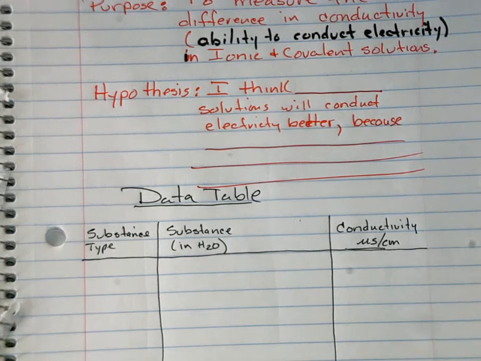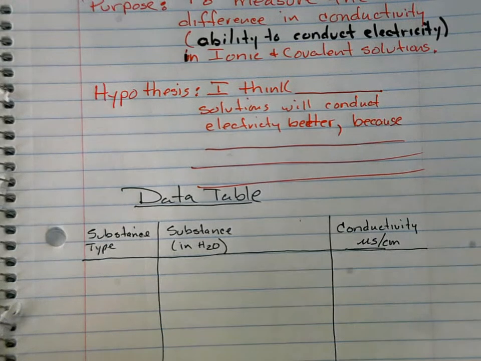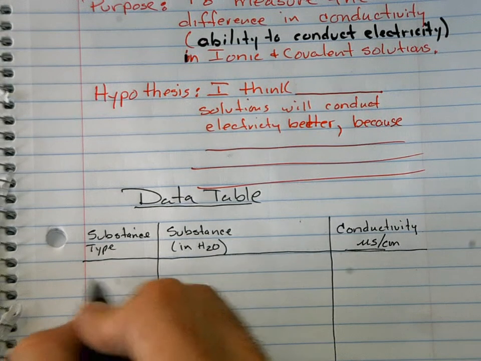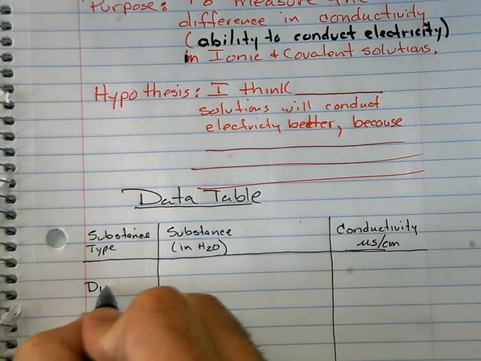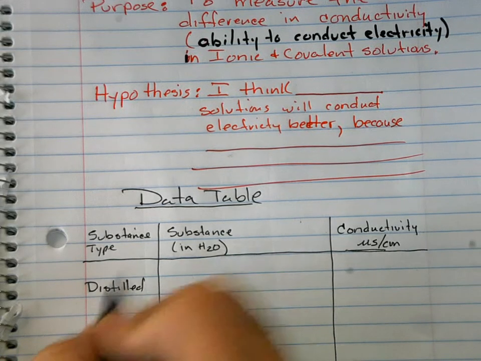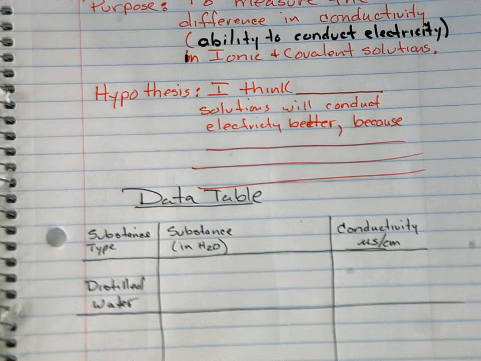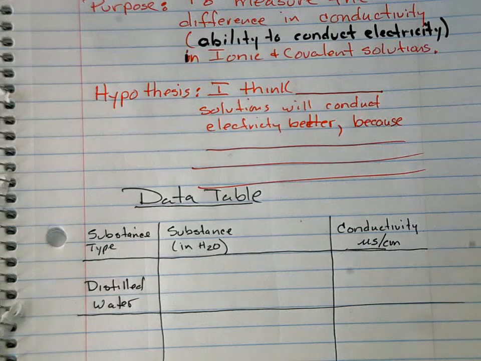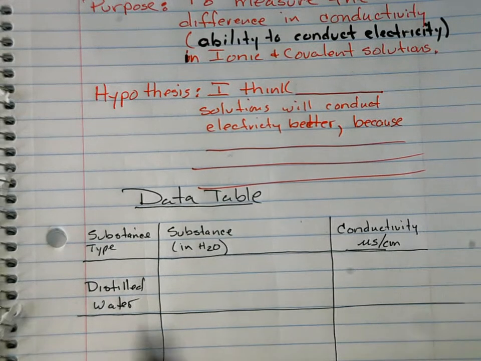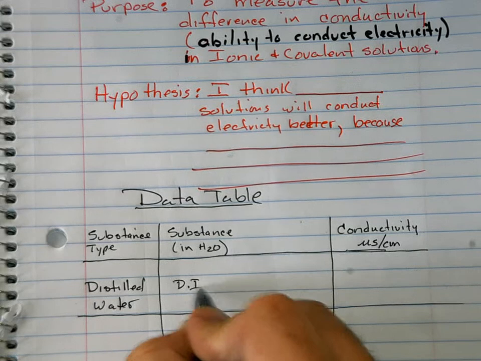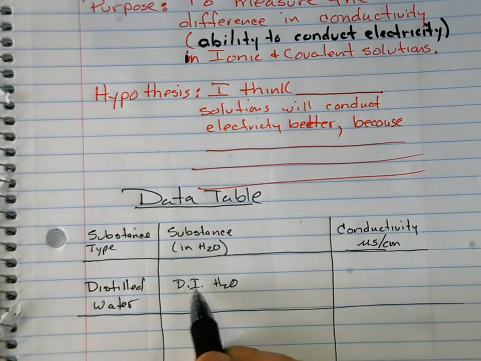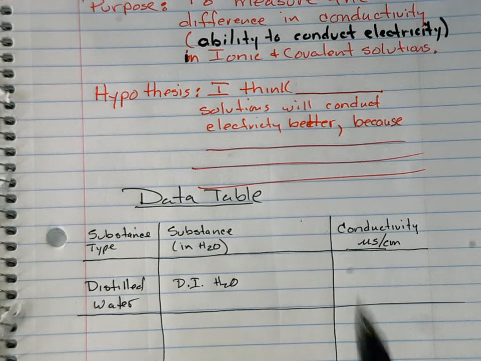Good. All right. So the first thing we've got to do is a kind of comparison. The first thing we're going to do is distilled water. So the first substance, distilled water. And we'll draw a line across here. Now, distilled water has been either boiled or purified through a special filter where it removes any ions in the water. So there's nothing but just H2O. So we'll just put DI H2O. That's the abbreviation, deionized distilled water. And then you'll record what it is over here.